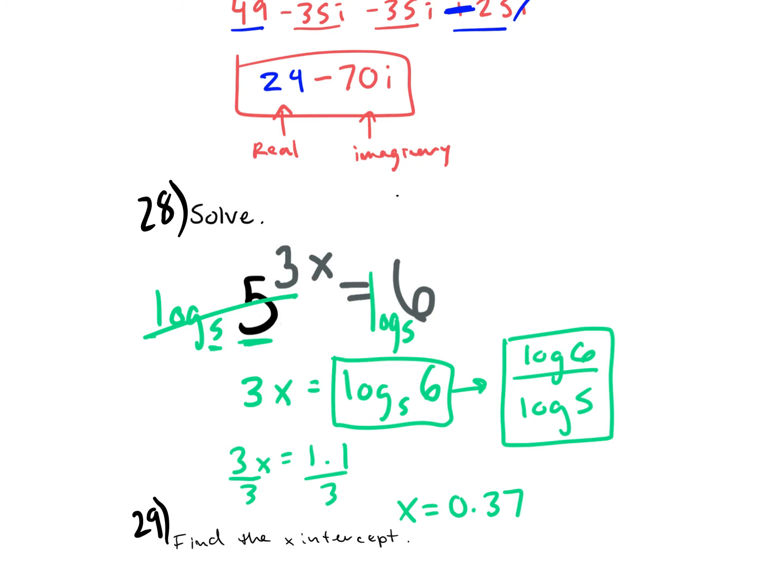So in your calculator, you have to do log of 6 divided by log of 5, because that's our change of base formula. And then once you put that in the calculator, you have to divide it by 3.